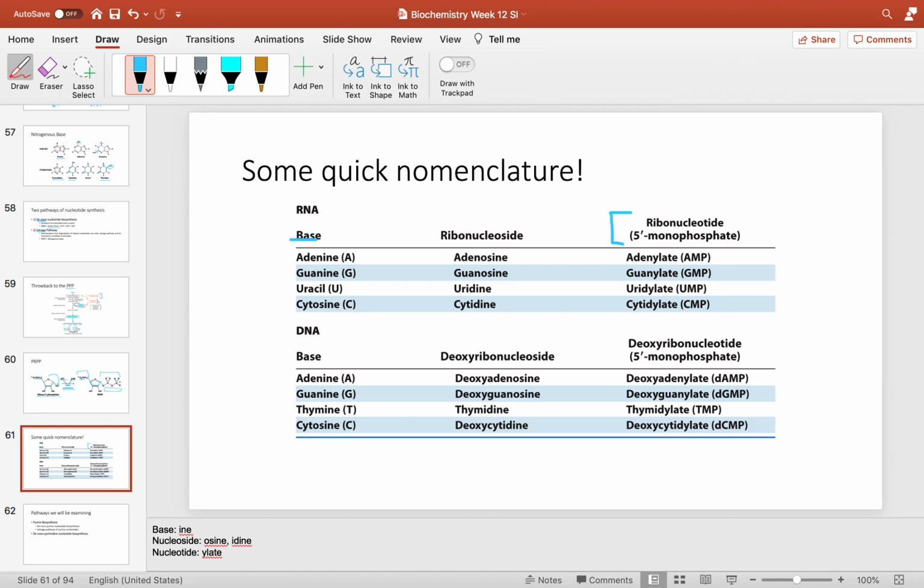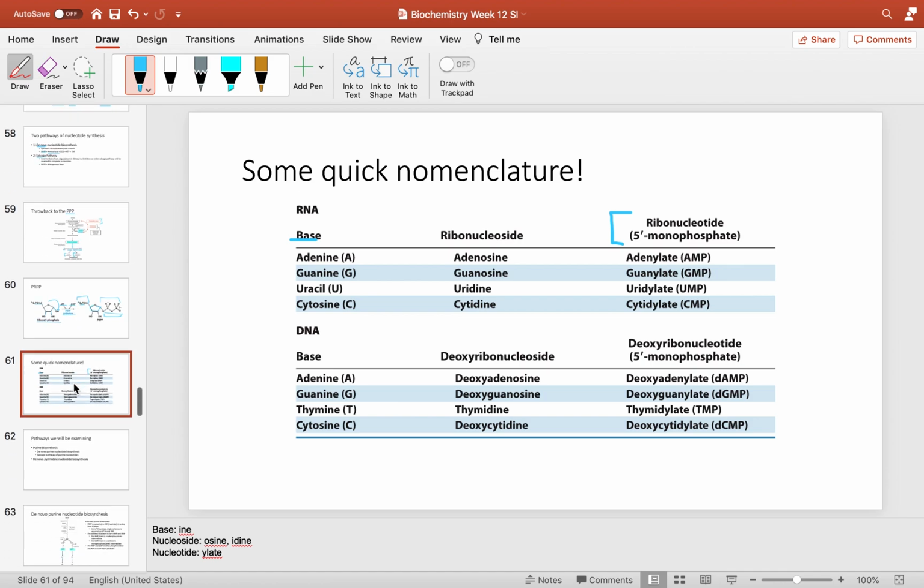So for example, adenine is just the adenine base by itself, the 2 rings. Then if you say adenosine, that's the adenine base plus the ribose sugar. And then adenylate, also known as AMP, is your adenosine nucleoside plus a phosphate group. And you can follow this through with the other 3 nucleotides. So just be very careful about the nomenclature. I'll try my best to get it proper, but I may mess up here or there.